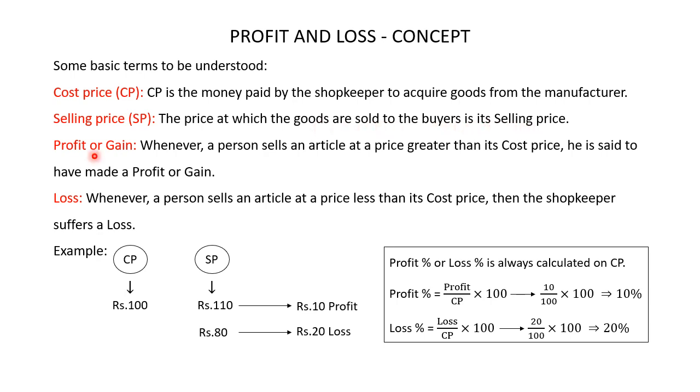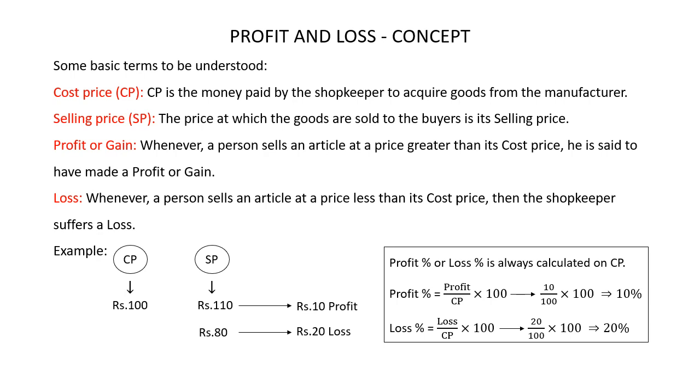Profit or gain. Whenever a person sells an article at a price greater than its cost price, then he is said to have made a profit or gain. Loss. Whenever a person sells an article at a price less than its cost price, then the shopkeeper suffers a loss. Now let's understand all this with an example.